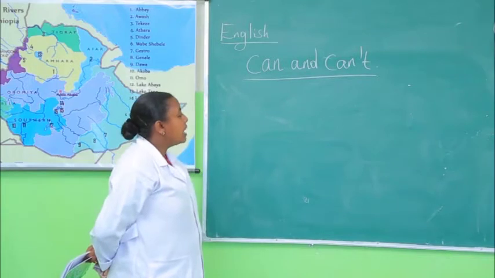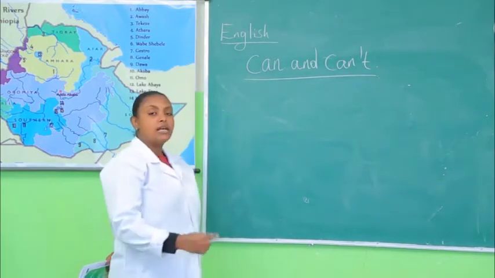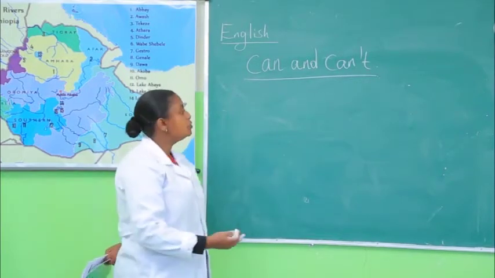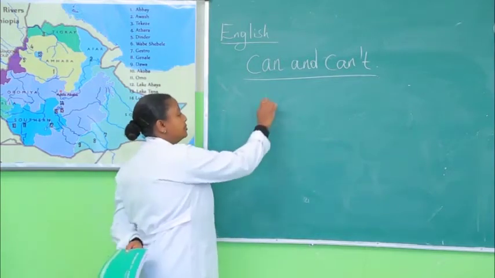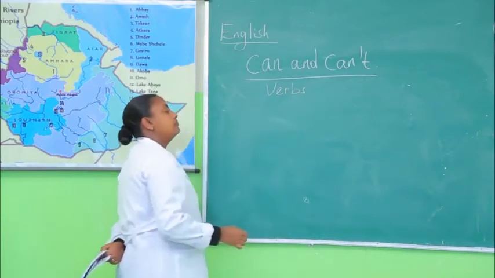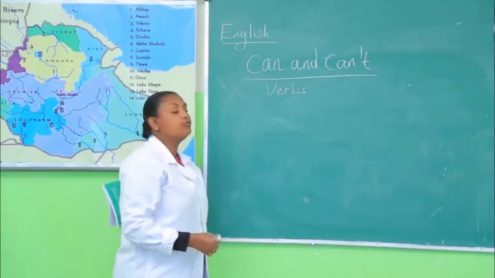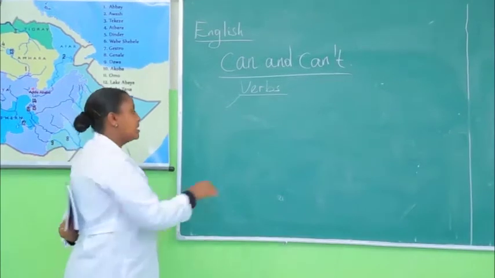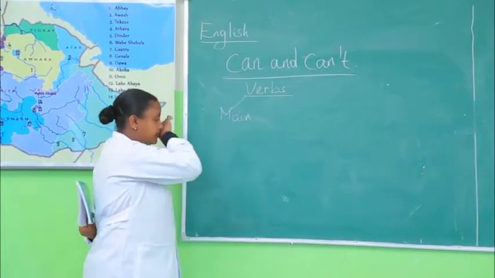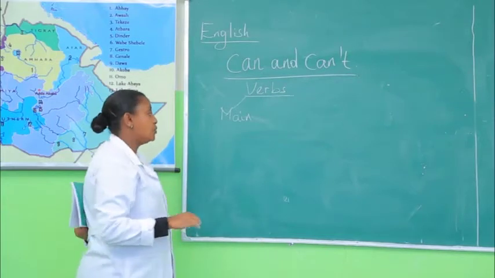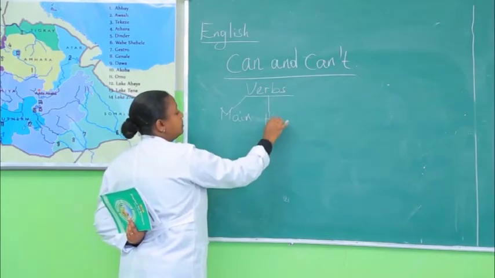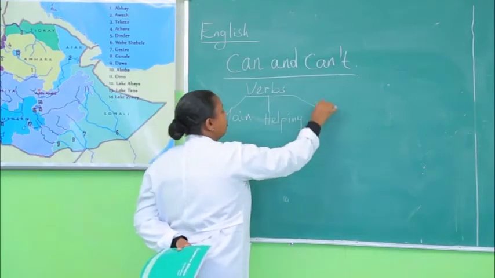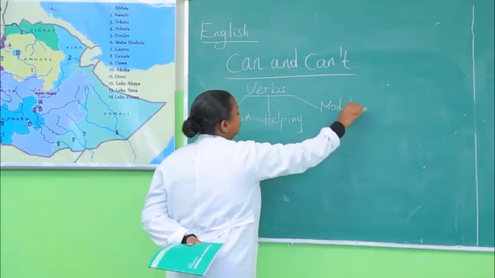So can and can't. Before we directly go to here, let us revise verbs, because these are some of the verbs. How can we use this as a verb? As you remember, when we discussed adverbs, I told you verbs are action words. We can divide verbs into different types. The first one is a main verb, what we call action words. The second one is helping verb. And the last one is modal verbs.